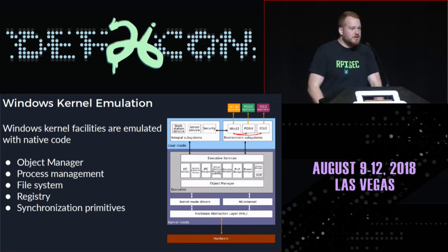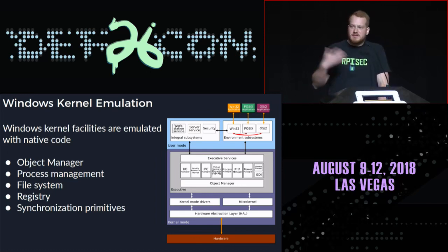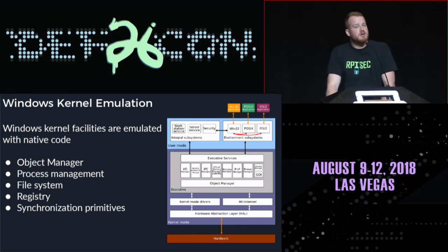So the Windows kernel provides a number of facilities to any binary. You know, this is ntoskrnl.exe and the associated drivers. And these are really the core of the Windows OS, or really the NT kernel. These include examples like the object manager, process management, file system access, the registry through registry hives, and synchronization primitives for IPC.